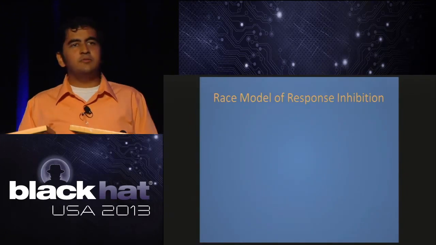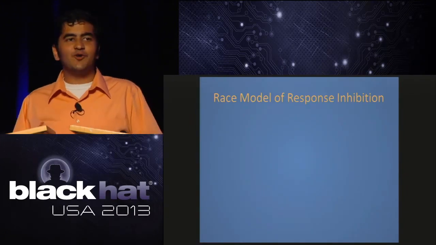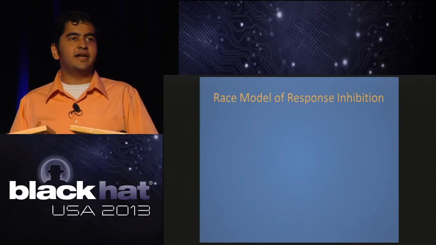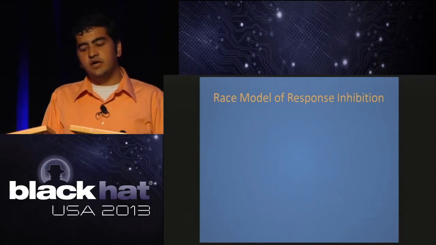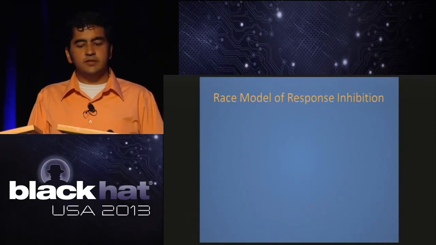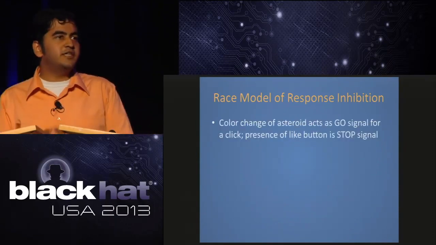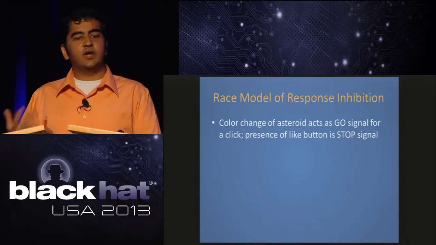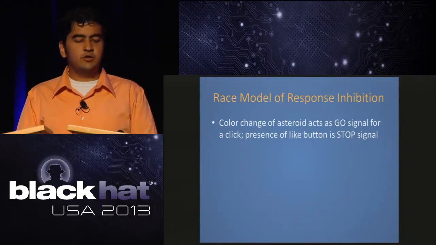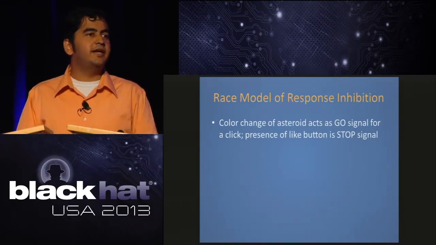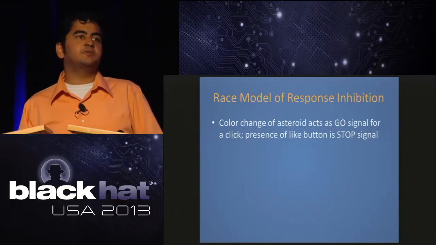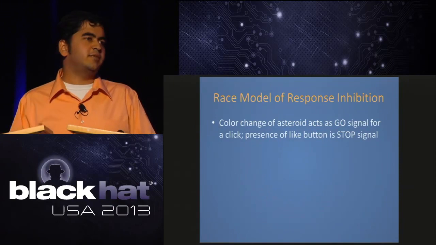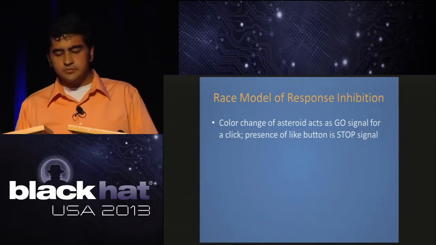Now, one problem here is that there is a like button. The user might see the like button and try to cancel his action. To understand what is happening here, we use a model of response inhibition called the race model. The idea is that the color of the asteroid changing to red is a go signal for the user to click, right? As soon as the user has been trained, as soon as the asteroid turns red, do a click. But the presence of the like button is a stop signal. As soon as the user sees the like button, the user is surprised and wants to cancel the click.